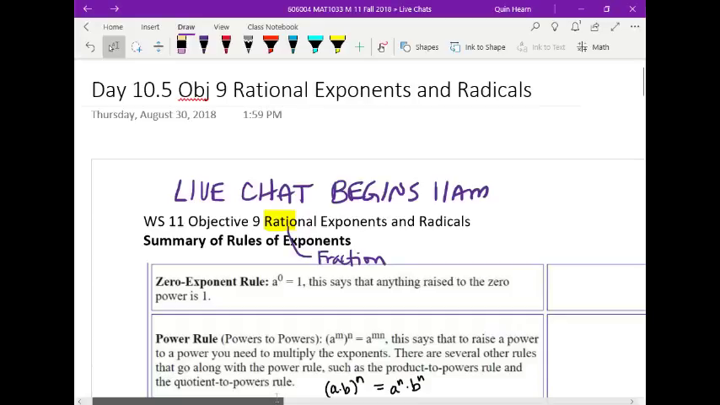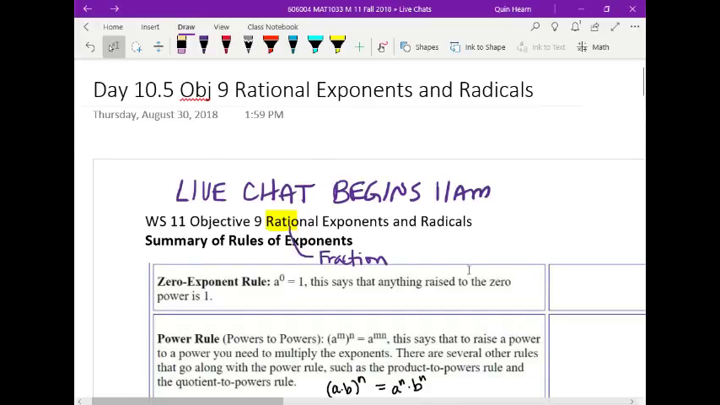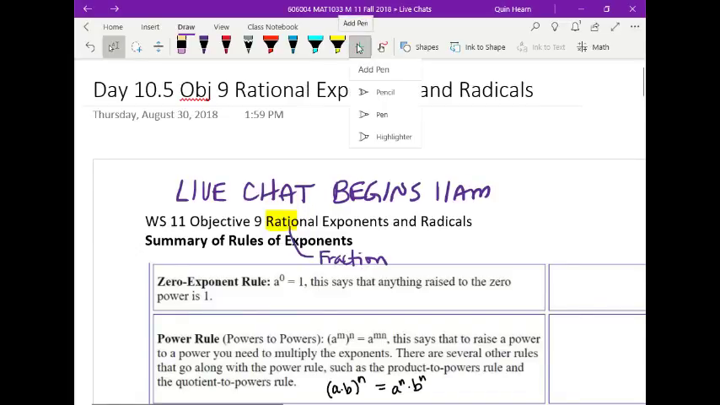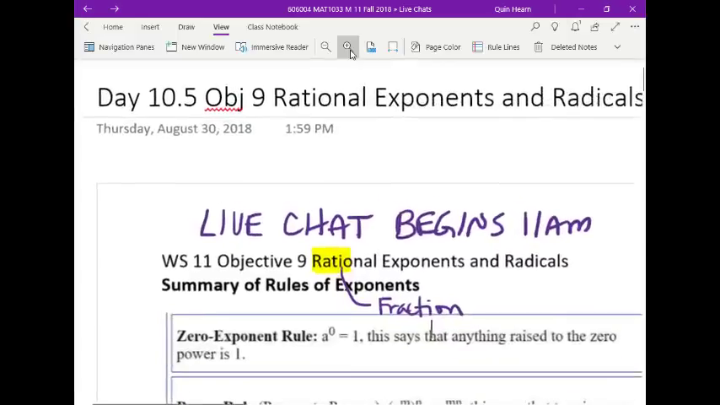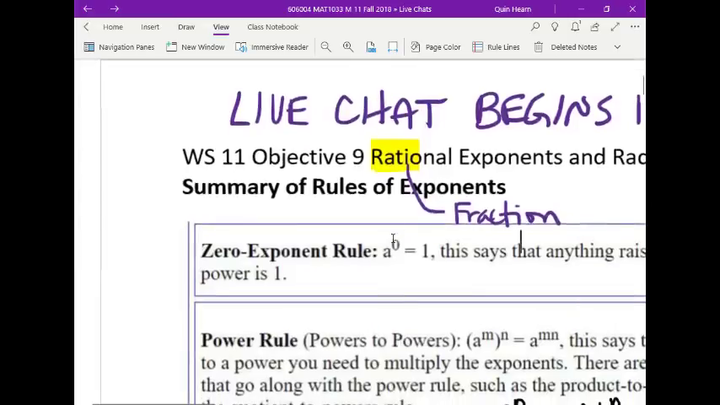All right, by the way, all of this that we're looking at right now is in your OneNote notebook, in the live chat folder under day 10.5, objective 9, rational exponents and radicals. Let me zoom in a little bit, get a little bit bigger here.